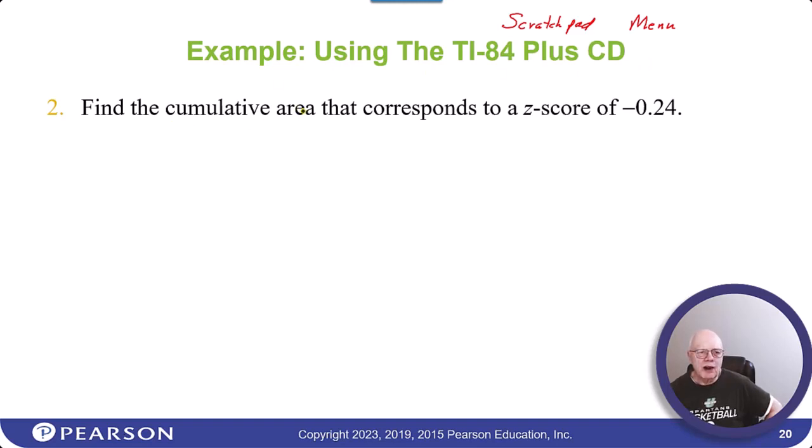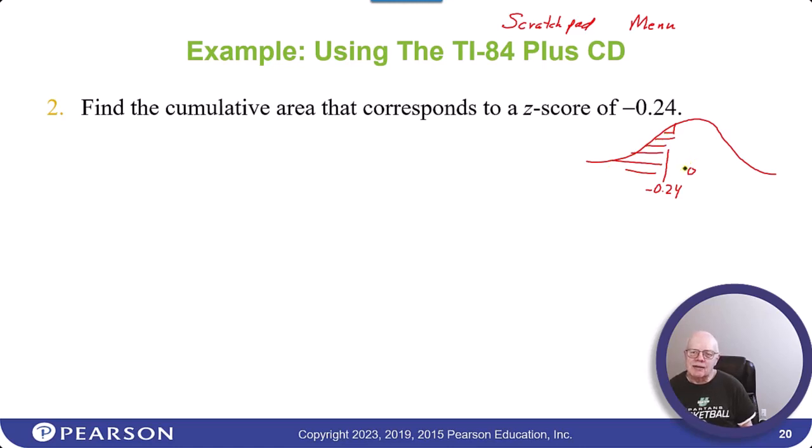I want cumulative area, that's everything from the left, and I want it up to a z-score of negative 0.24. So here's my picture. 0 is in the center. Where's the negative 0.24? Well, to the left of it. So somewhere like this is negative 0.24. Our cumulative area is going to be everything to the left. I guess I can shade this in.